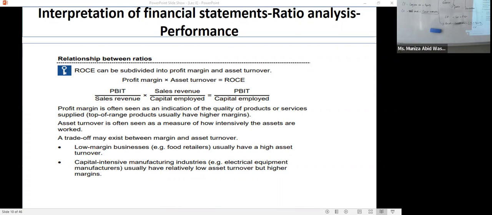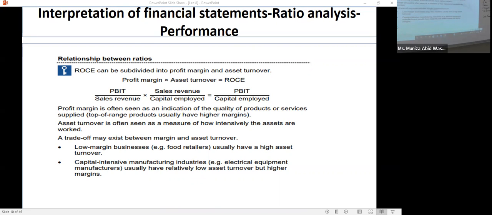Profit before interest and tax divided by capital employed. What is asset turnover? Sales revenue divided by capital employed. What is profit margin? Operating profit margin, PBIT divided by sales revenue. So basically, the product of these two is return on capital employed. How? Sales revenue will be cancelled by the sales revenue. What is remaining? Profit before interest and tax divided by capital employed. That is why we say that return on capital employed is equal to the profit margin multiplied by assets turnover. This could be asked to you in the examination.